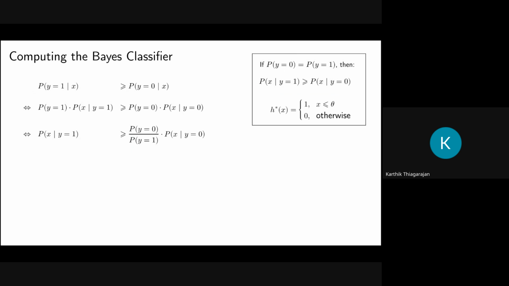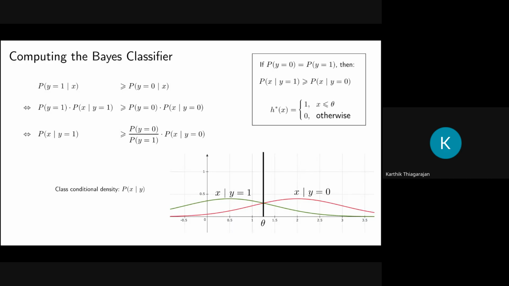Okay, so this is the class conditional density for class 1, and this is for class 0. Wherever it crosses, you just make a note of that. That is your theta. So here green is above red, so you output green. Here you output red. Okay, so this is for a particular example. I want you to please make a note: this is not always true.